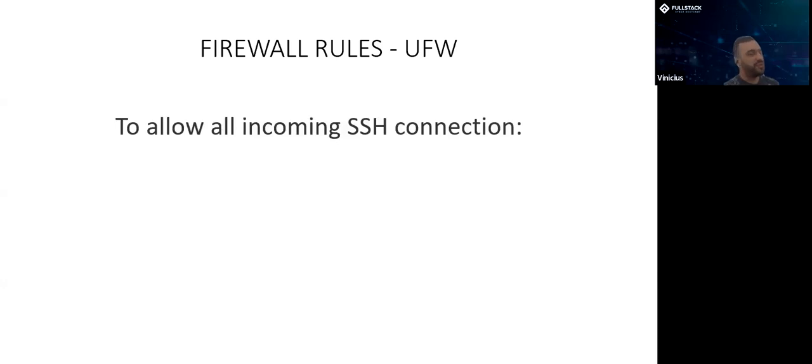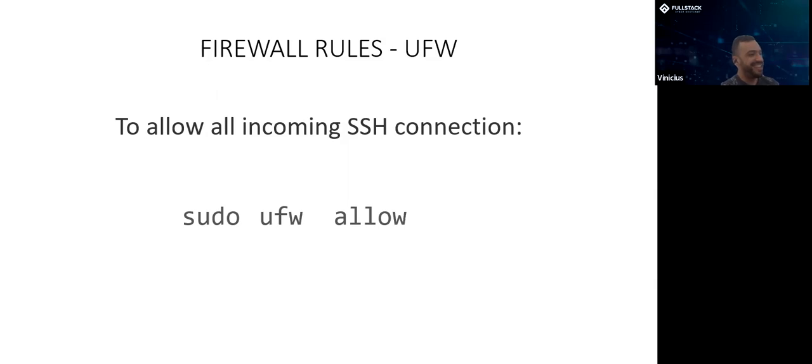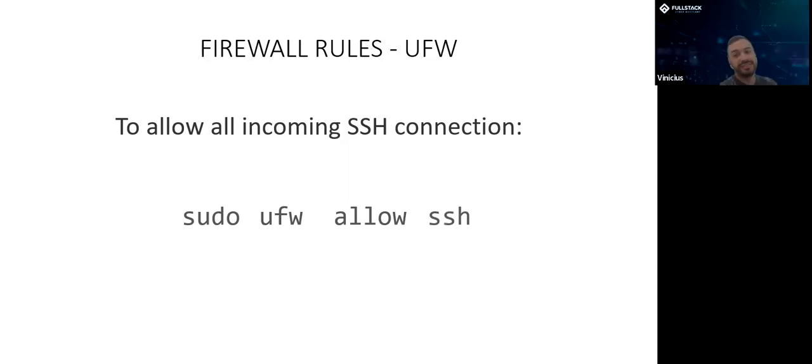We're almost done with firewalls. To allow all incoming SSH connections. So sudo ufw accept, drop. In this case it is allow. And what else? SSH. 22. Or 422. 422. There we go.